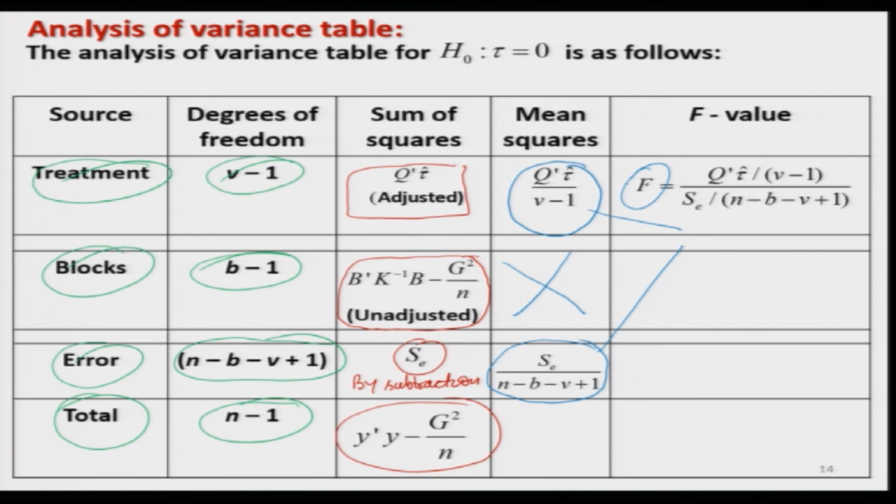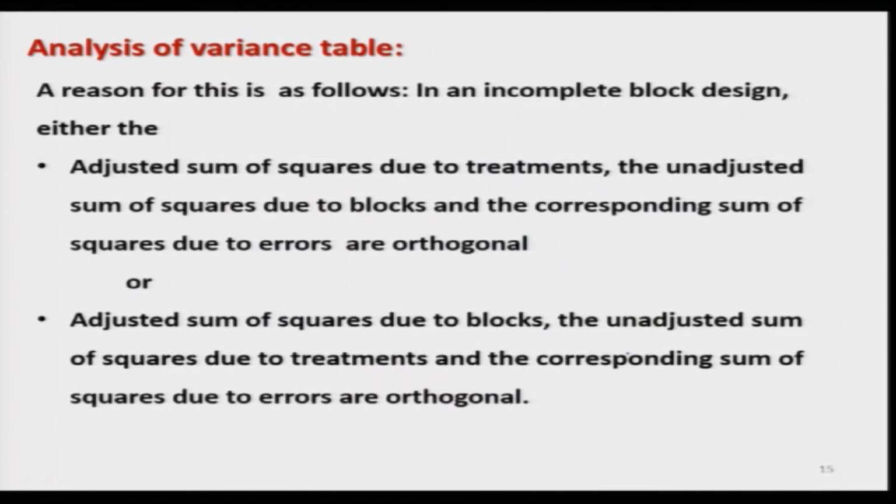Now, in case I ask you, suppose you have to conduct the analysis of variance for the block effect, then what will happen? The treatment sum of squares is going to be unadjusted, the block sum of squares is going to be adjusted, and then you are going to get the MS blocks; the MS treatment will not appear there, MSE will appear there, and then you construct one more test statistic, which is going to be the ratio of the mean square due to blocks and the mean square due to error. And then you can conduct the test of hypothesis for that one.